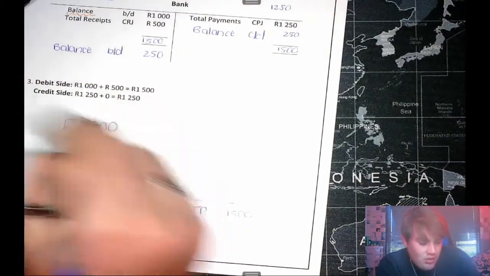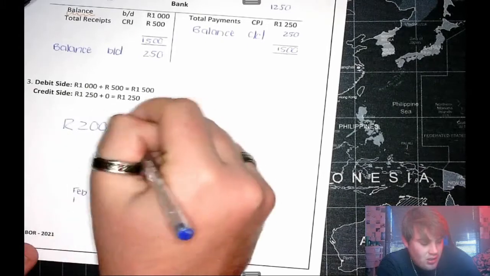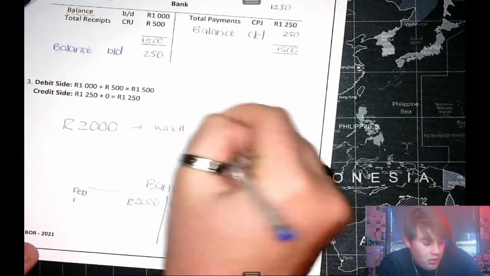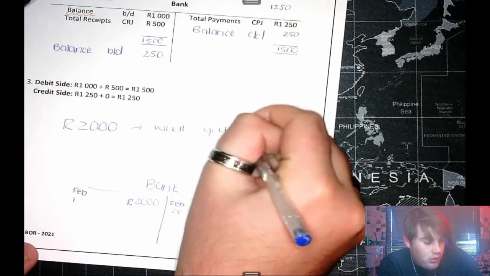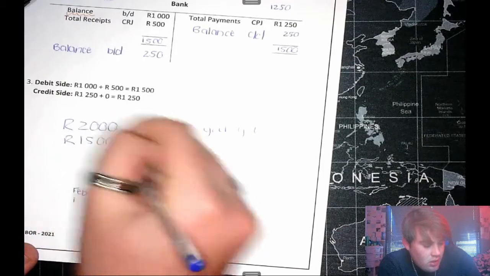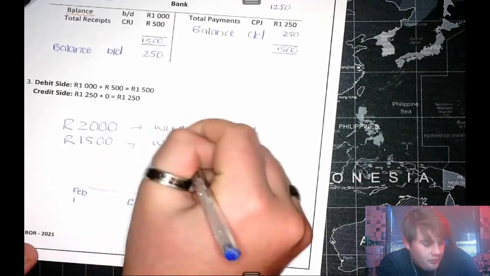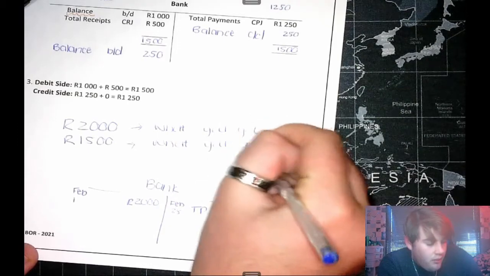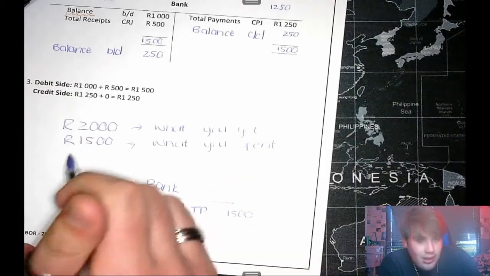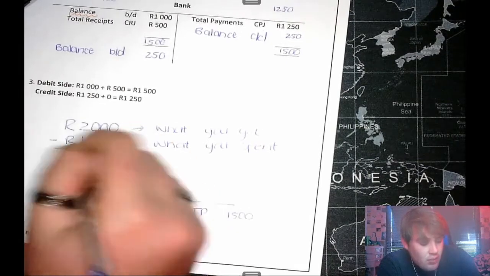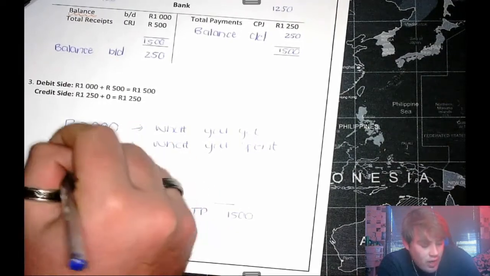So you had 2000, this was what you got, and this is what you spent. Now we did not spend that whole 2000 rand. We spent only 1500 of it, which means that we have 500 rand left.